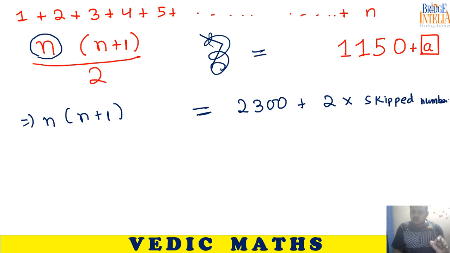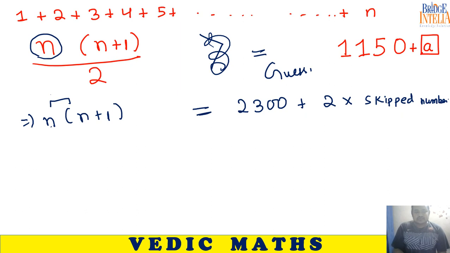Fine. And we have no idea what the last number should be. Then how are we going to solve this? So the answer is by guessing. Guess. Now n into n plus 1. So both these are consecutive numbers. So think of two numbers which are consecutive and their product is very near to 2300.